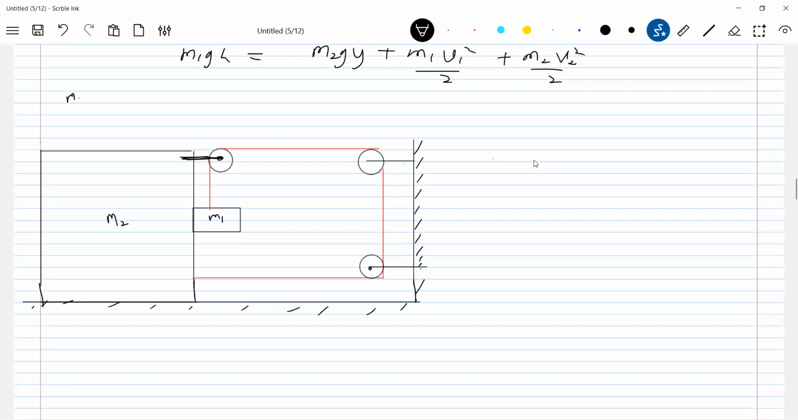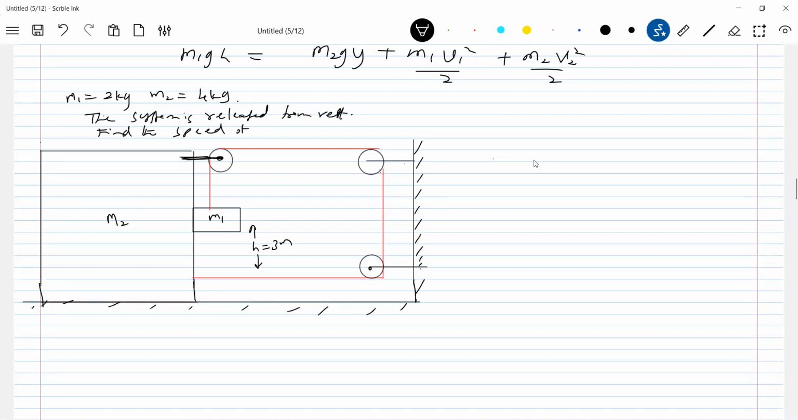Let me give the values itself. Find the speed of the wedge when the block descends by h equal to 3 meter, if the system is released from rest. Very simple problem I just picked up.